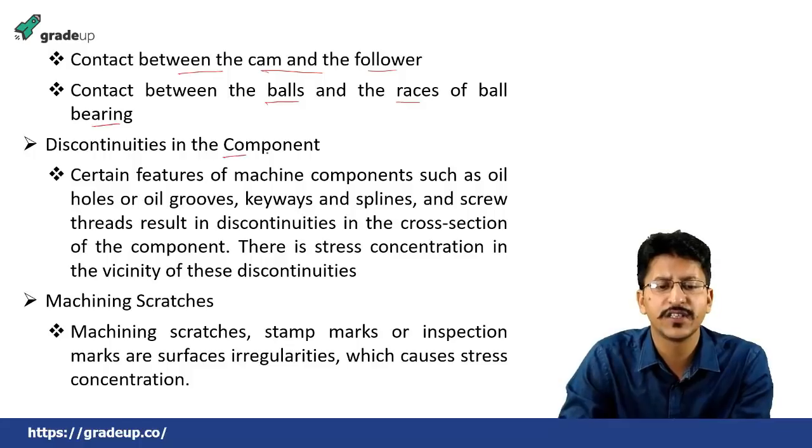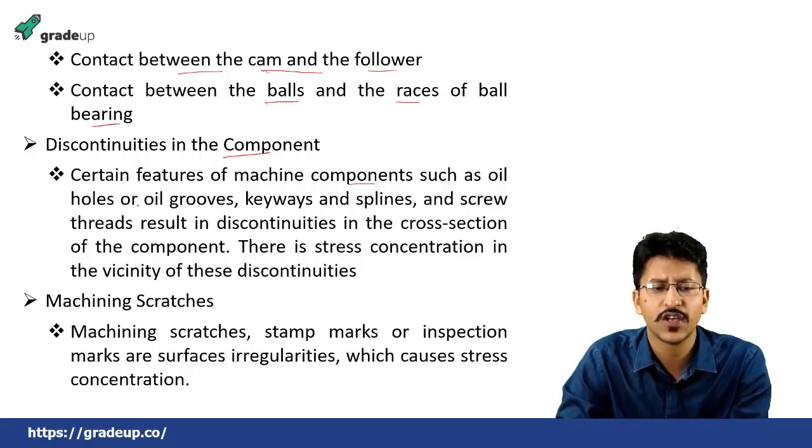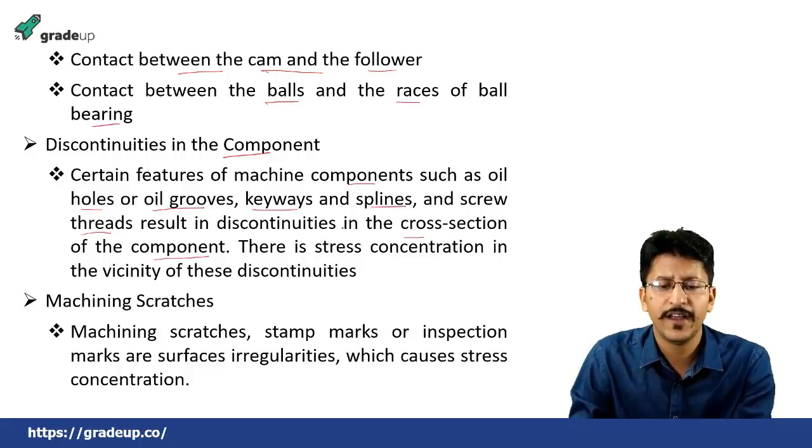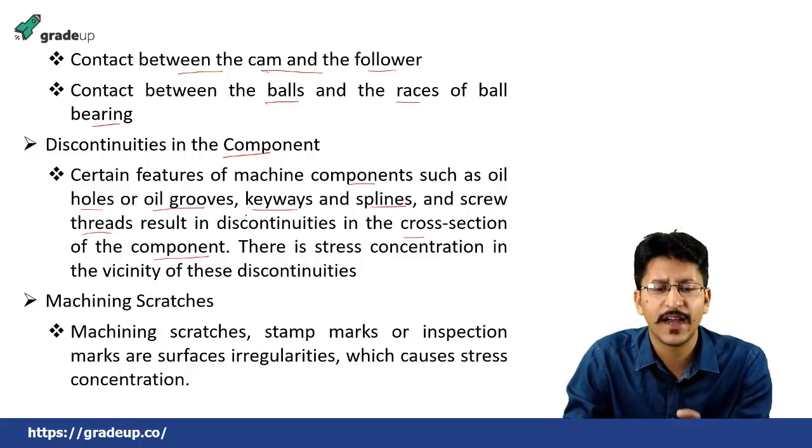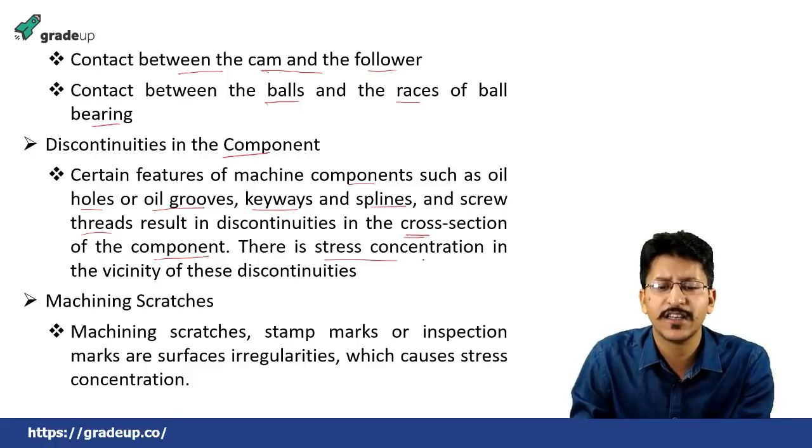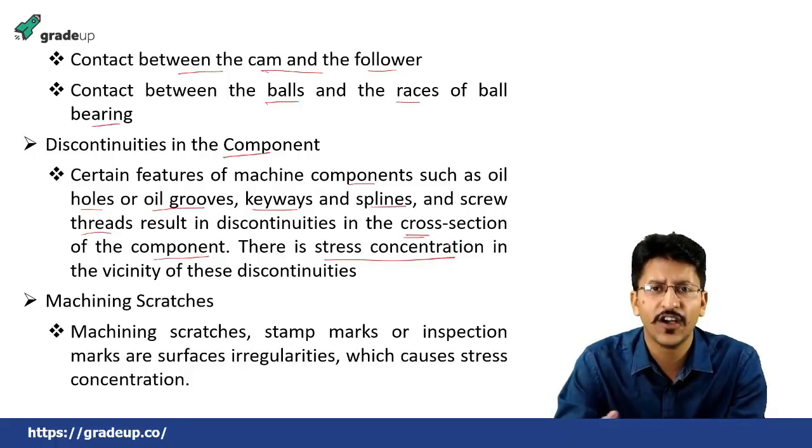Next is the discontinuities in the component. What kind of discontinuities? See, certain features of the machine components such as oil holes or oil grooves, keyways and splines and screw threads result in discontinuities in the cross section of the components. So when there are discontinuities due to these kinds of features, in that case stress concentration occurs in the vicinity, or in the areas which are close to these discontinuities. So these kinds of discontinuities in the component also cause stress concentration.